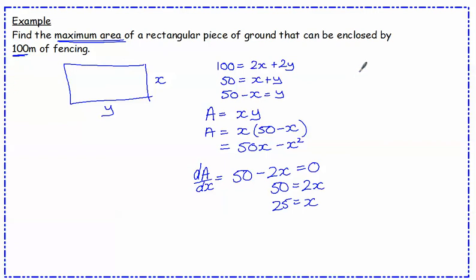So x is 25. The question doesn't care about the lengths, but it's asking you to find the maximum area of the rectangular piece of ground. So our area, when x is 25, you can do this one of two ways. You can either find y and then multiply them, or you can just substitute in. I'm substituting into this one just because it's easier than this one. So we end up getting 25 times 25, so it's actually a square, which is 625, and we should put our units. That's metres squared, because we were dealing with metres over here.